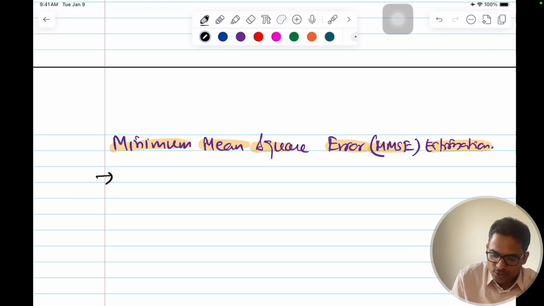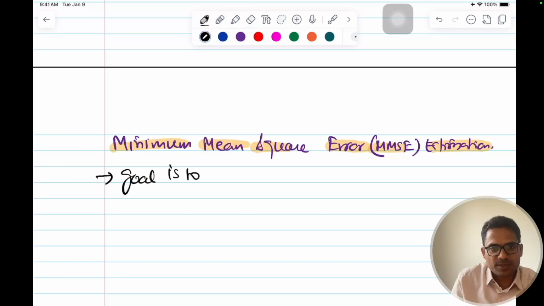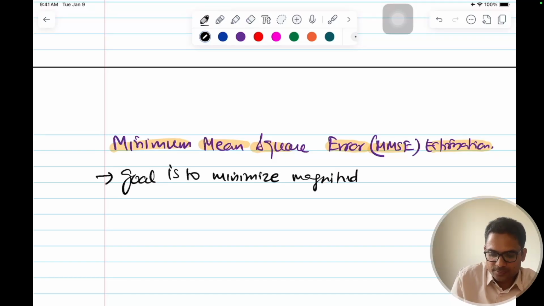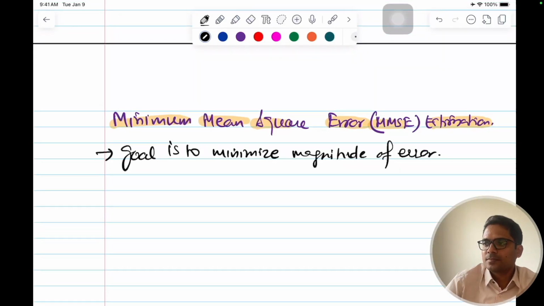What is the goal here? The goal is to minimize. I don't want just a yes/no answer as a MAP estimate. The goal is to minimize the magnitude of error. Okay, so here the choice is squared error. I'm doing a squared error.